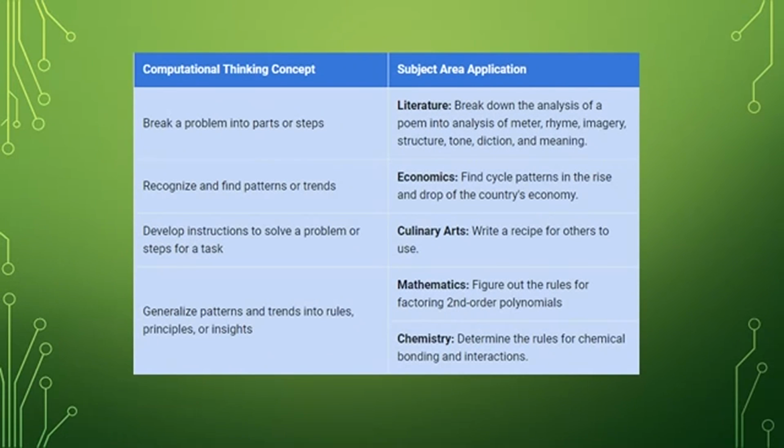As we stated earlier, computational thinking is important in many areas of curriculum. As you can see from this chart found on the Google course about computational thinking, these skills are important because they transfer to other areas of learning. For example, when students learn to break a problem into parts or steps, this can transfer over into literature. Students can look at poems and analyze them down into meter, rhyme, imagery, structure, tone, diction, meaning.